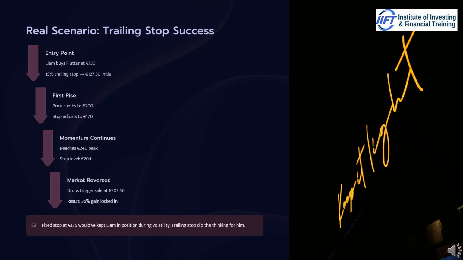So what's happening here, Liam entered at 150 and exited at 203.50, a 36% gain, which is pretty good. A fixed stop loss at 135 would have left him in the position, but he might have panicked and sold poorly. A trailing stop did the thinking for him, took the emotion out of the situation and locked in most of his profit.